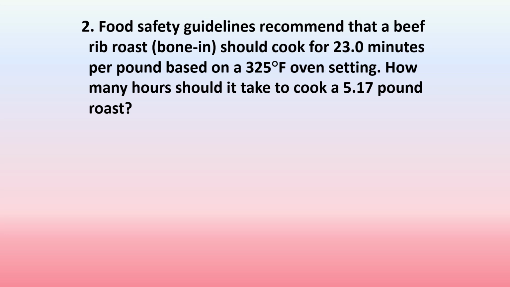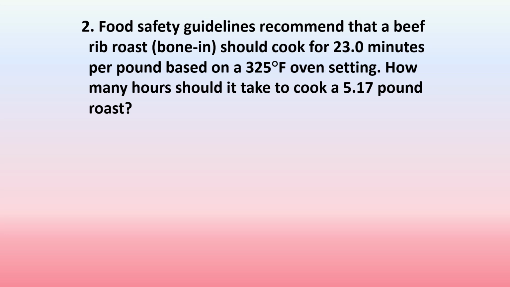Food safety guidelines recommend that a beef rib roast should cook for 23 minutes per pound based on a 325 Fahrenheit oven setting. However, how many hours should it take? So the question is, how many hours should it take to cook a 5.17 pound roast? In this question, multiple types of units are involved, and the conversion is also given in the question: every 23 minutes is needed to roast per pound of roast.